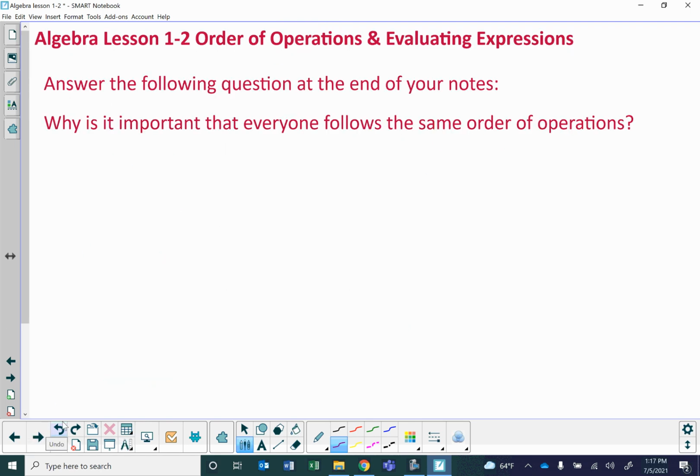All right, your question for today. Answer the following question at the end of your notes. Why is it important that everyone follows the same order of operations?